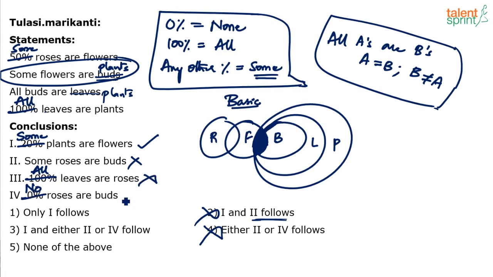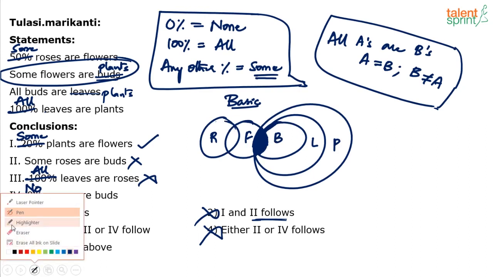Fourth conclusion, no roses are buds. If you consider the fourth conclusion now, no roses are buds is true. Roses here and buds here. No rose is bud. Rose and bud do not overlap at all. Roses and buds are two disjoint sets. So can we say no roses are buds? Yes. It satisfies the basic diagram. But what is the classical law? If a conclusion satisfies the basic diagram, then it should be verified in the other diagrams as well.